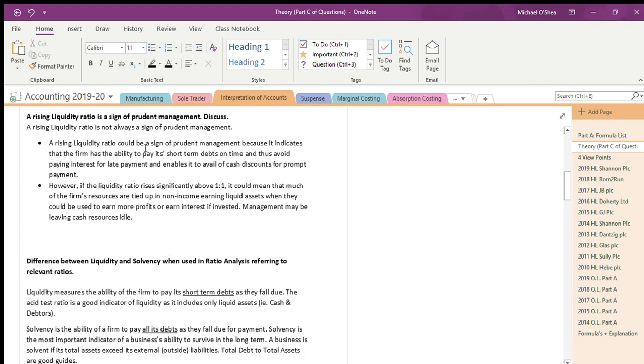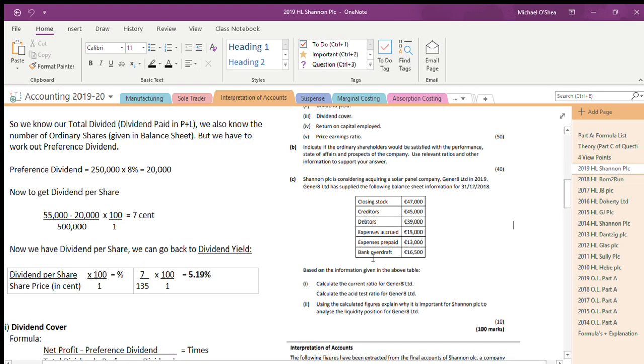Rising liquidity, so a ratio of 1.2:1 or something, or a rising asset test ratio, is a sign of prudent management because it indicates that the firm has the ability to pay its short-term debts on time, and thus avoid paying interest for late payments, and it enables it to avail of cash discounts for prompt payment. You're just using information that you'd already know about liquidity. Why is it important for a firm to be able to pay its short-term debts? If they have good liquidity, Shannon PLC would be happy with this. Liquidity is a sign of being able to pay your short-term debts in time. Basically, you're just using your knowledge of what liquidity is to answer this part.